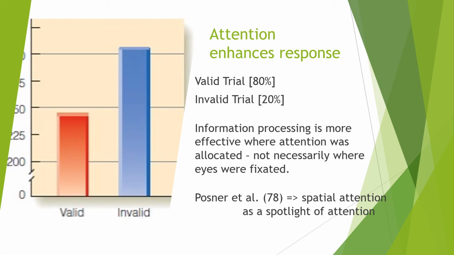Posner and his colleagues back in 1978 talked quite a bit about how spatial attention works, and in this study they started talking about it as a spotlight of attention. So if that cue was valid, we are about 100 milliseconds faster to say, yes, we see the target, than if that cue was invalid. So we do have this kind of spatial spotlight of attention that is not necessarily just where our eyes are fixated.